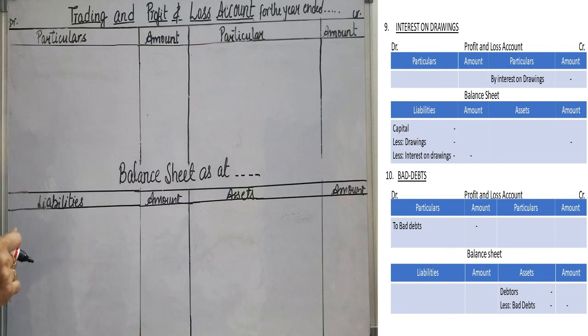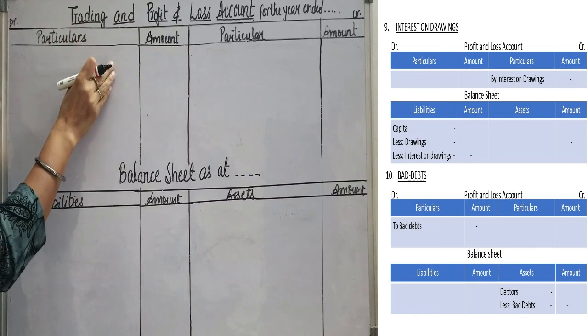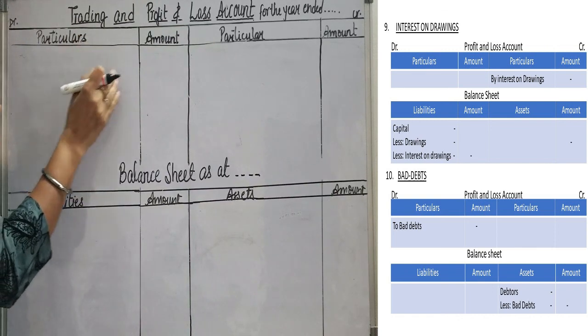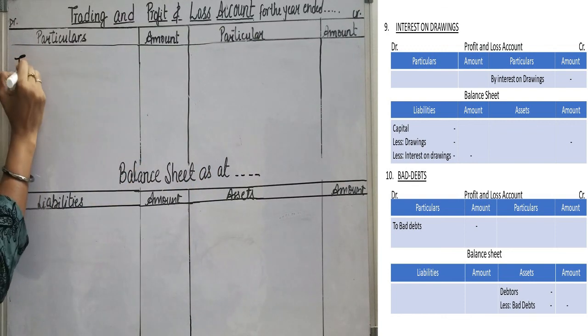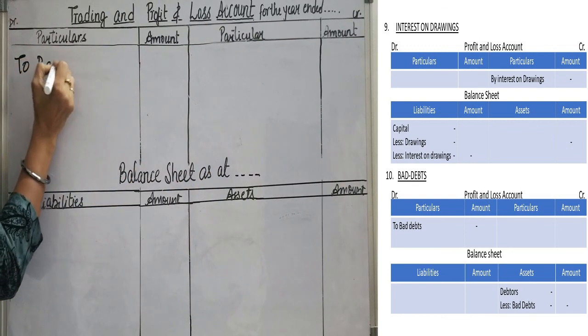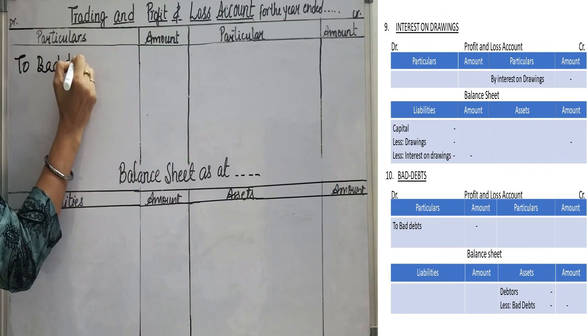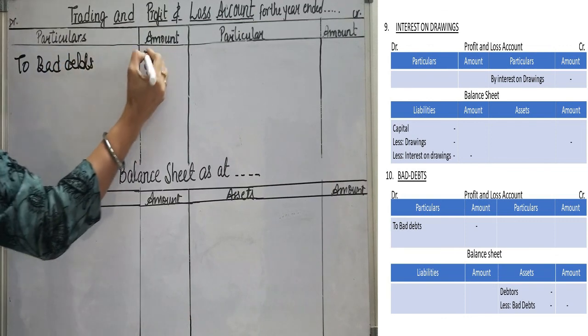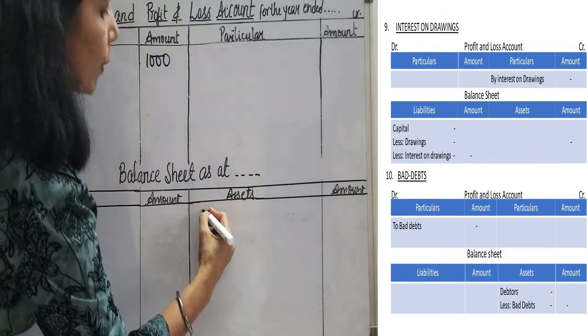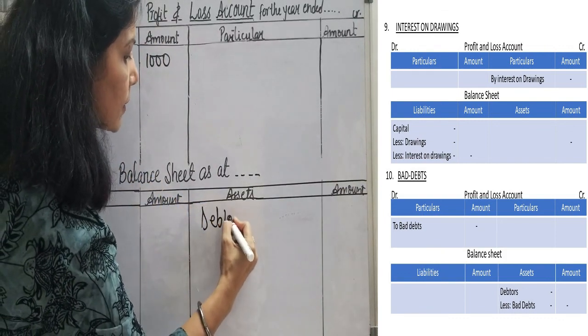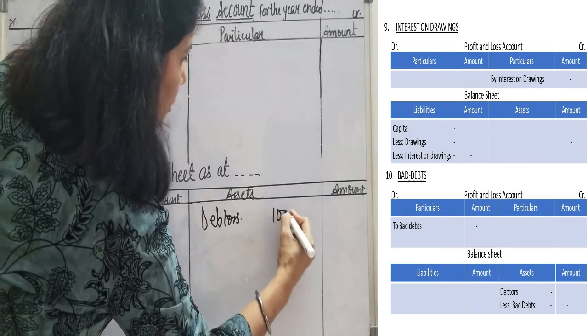So the accounting treatment of this bad debts, as it is given in the adjustment, will go to two places. First in the trading and P&L account, and then second in the balance sheet. Okay. So the first treatment will be like, to bad debts, as it is a loss for the business. So it will be recorded on the debit side of the profit and loss account. And then secondly, it will be deducted from the debtors on the asset side of the balance sheet.